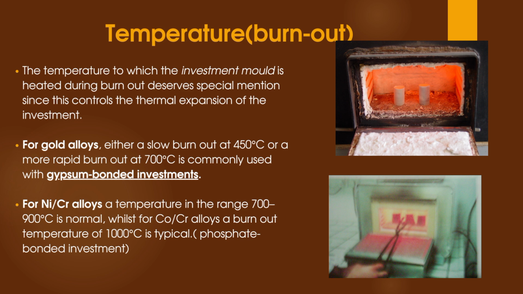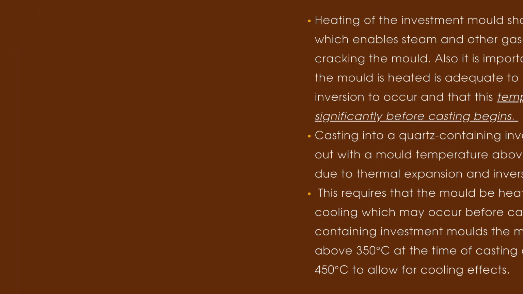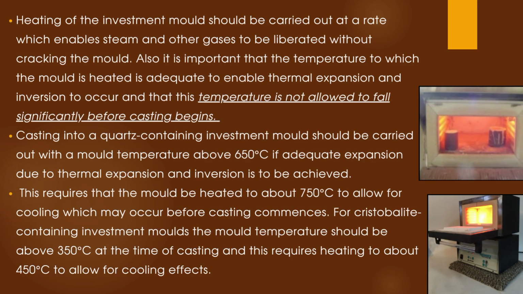For nickel, chromium alloys, a temperature in the range 700 to 900 degrees Celsius is normal, whilst for cobalt, chromium alloys, a burnout temperature of 1000 degrees Celsius is typically noted. Heating of the investment mold should be carried out at a rate which enables steam and other gases to be liberated without cracking the mold.